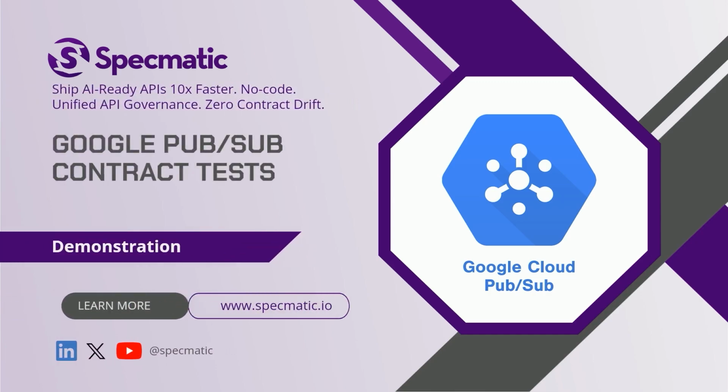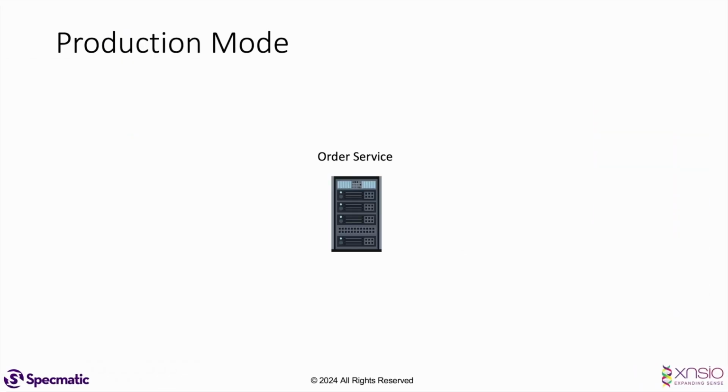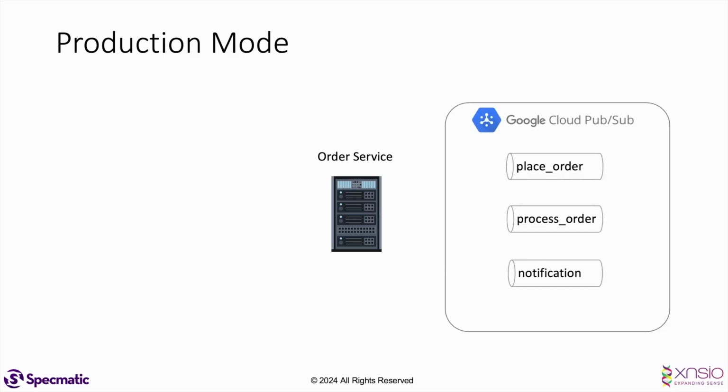Hi, in this video we'll see how to run contract tests against a service which talks to a Google Pub Sub instance. Let's say we have an order service which talks to a Google Pub Sub instance.